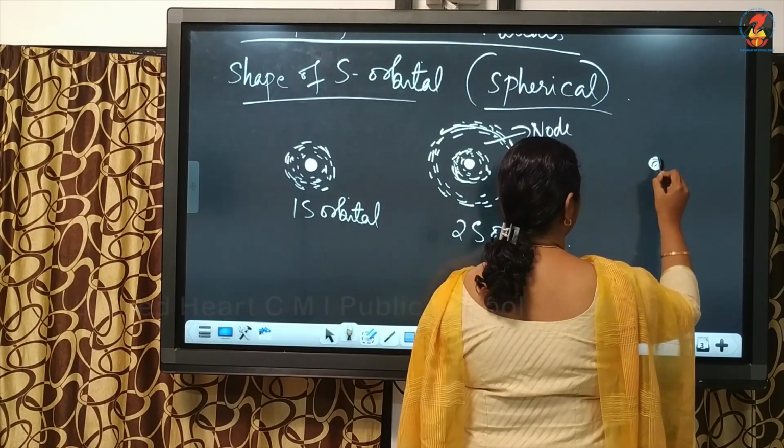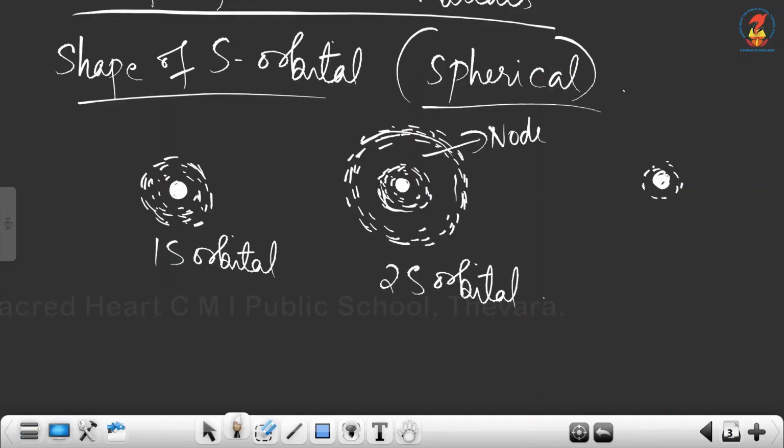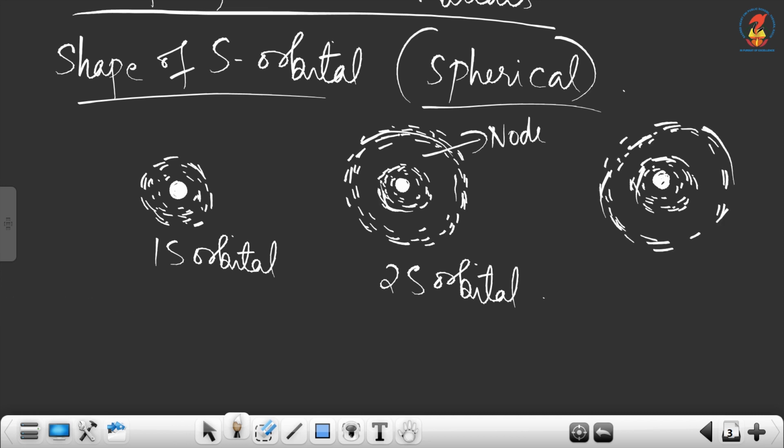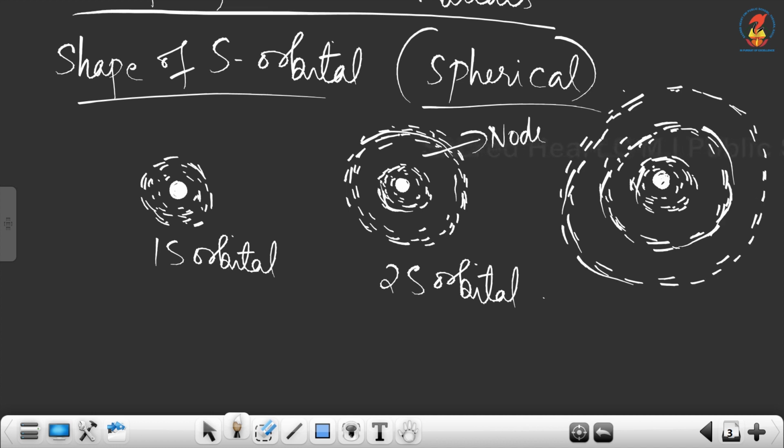nucleus at the center, close to the nucleus there is maximum probability of finding electron, which is our 1s orbital. Again we have a node, after that again we have more probability of finding the electron, that is our 2s orbital. Again we have another node, after that again we have a region where the probability of finding electron is maximum, and this portion is 3s. So, this is the diagram of 3s orbital.